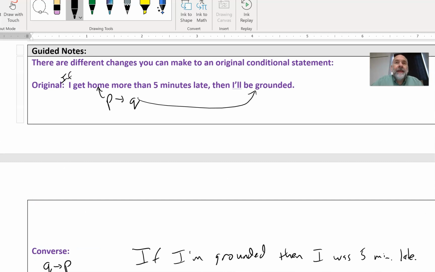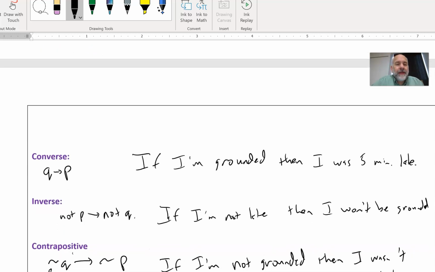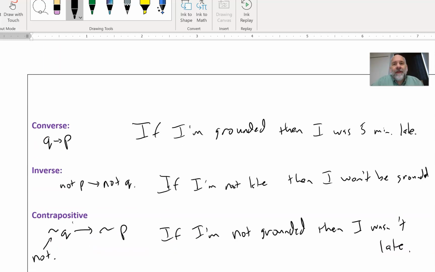All right, so remember, P is getting home more than 5 minutes late, and Q is getting grounded, right? So Q then P is if I'm grounded, then I was 5 minutes late. I see my friends on Monday and they say, hey, how was Saturday night? And I say, oh, I got grounded. Then can they conclude, oh, you must have been more than 5 minutes late? I shorten things up a little bit in the writing. And you'd say, no, I don't think that's a true conditional statement, because if you're grounded, you could have been grounded for something else. That's not the only way you can get grounded. So I'll say that one's false.